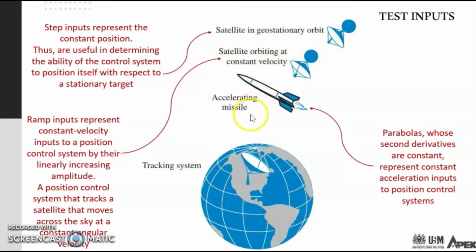How about the accelerating missiles, where it doesn't have a constant velocity, it will accelerate. In this case, parabolas are suitable, whose second derivative is constant. So this represents a constant acceleration input to a position control system. So those are the examples where you could make sure that this tracking system is working. There are test inputs that you can consider to test the stability and the steady state error, or the response itself.